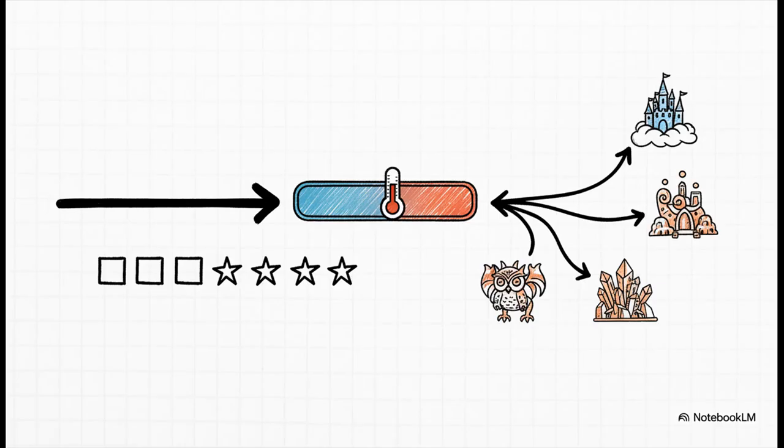And we can control how it makes that choice. There's a setting called temperature that acts like a creativity dial. If you turn the temperature down low, the model gets very safe and predictable. It'll almost always pick the most obvious word. But if you crank the temperature up, it starts to take risks, picking less likely options, which leads to more creative, but sometimes less coherent writing.